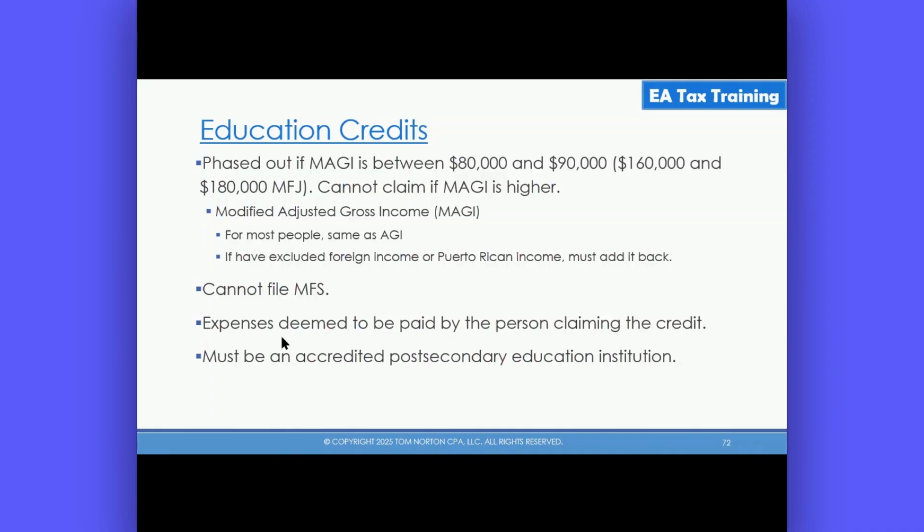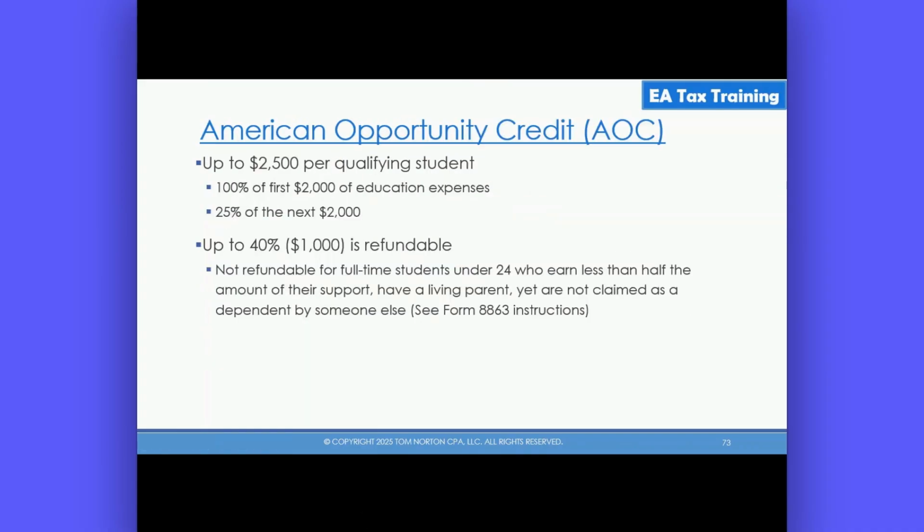And of course, it can work the other way around too. If the student paid the expenses, but they are a dependent on their parents' return, the parents can take the credit. And this must be for education at an accredited post-secondary education institution. So now let's talk about each of the individual credits. Those rules we just talked about applied to both credits.